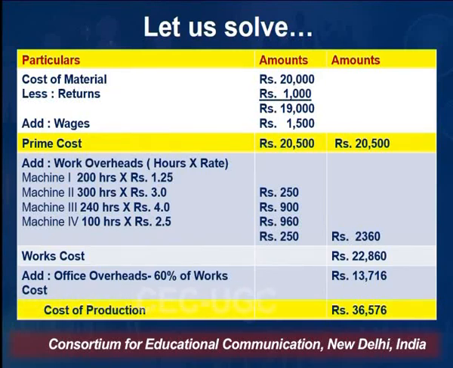So 20,500 is the prime cost, and when I add this cost of traveling from machine 1 to 4, that is 2360, it becomes 22,860. This is my works cost. And for office overhead, the question reported it is 60% of works cost. So total works cost is 22,860. When I calculate 60% of that, that becomes 13,716. And once it is computed, the total cost of production is here 36,576.